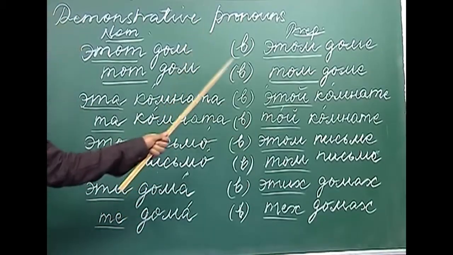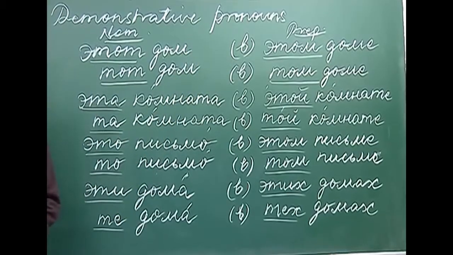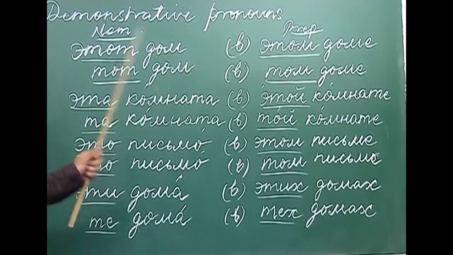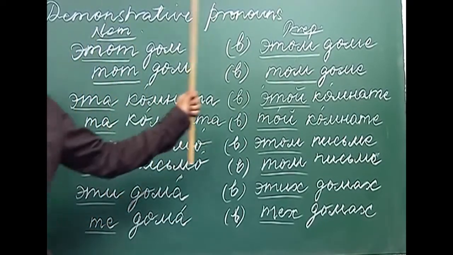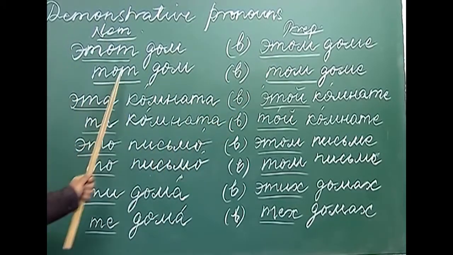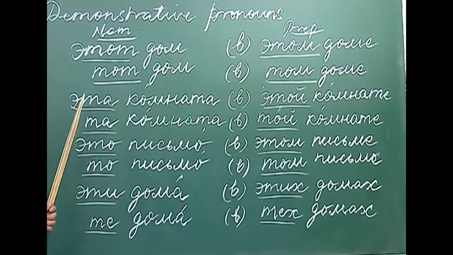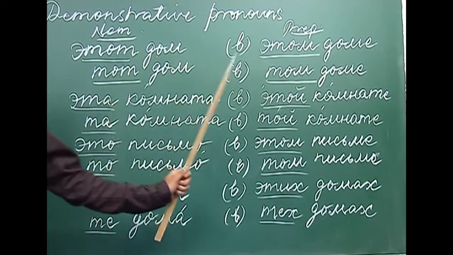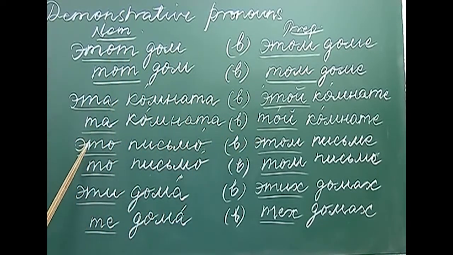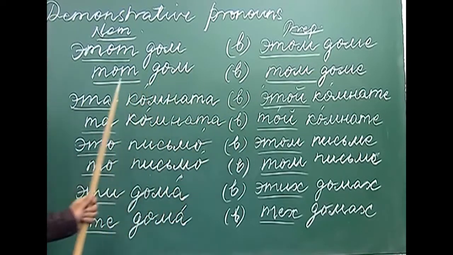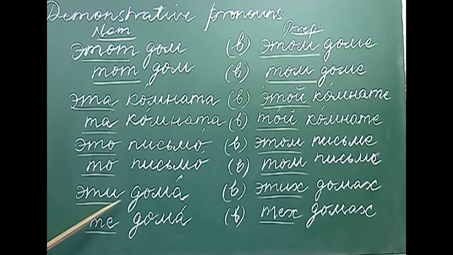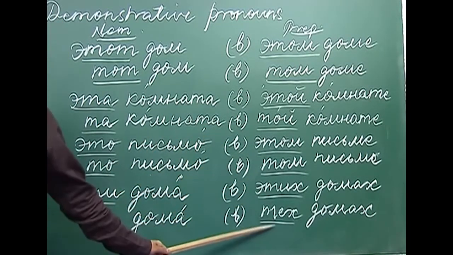So this is how we use the demonstrative pronouns in the prepositional case. Etot becomes etom, tot, tom, eta, etoi, ta, toi, eto, etom, to, tom, eti, etikh, te, tekh.